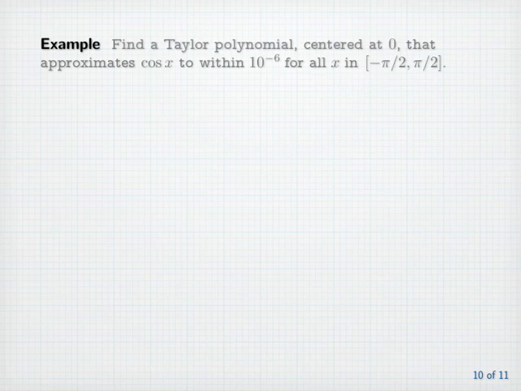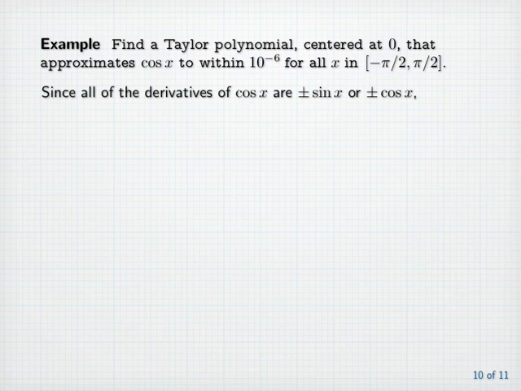Another example. Find a Taylor polynomial centered at 0 that approximates cosine x to within 10 to the minus 6 for all x in the closed interval from minus pi over 2 to pi over 2. Since all of the derivatives of cosine x are either plus or minus sine x or plus or minus cosine x, we have an easy estimate on the absolute value of all derivatives. The absolute value of the kth derivative of cosine x is less than or equal to 1 for all x and all k.